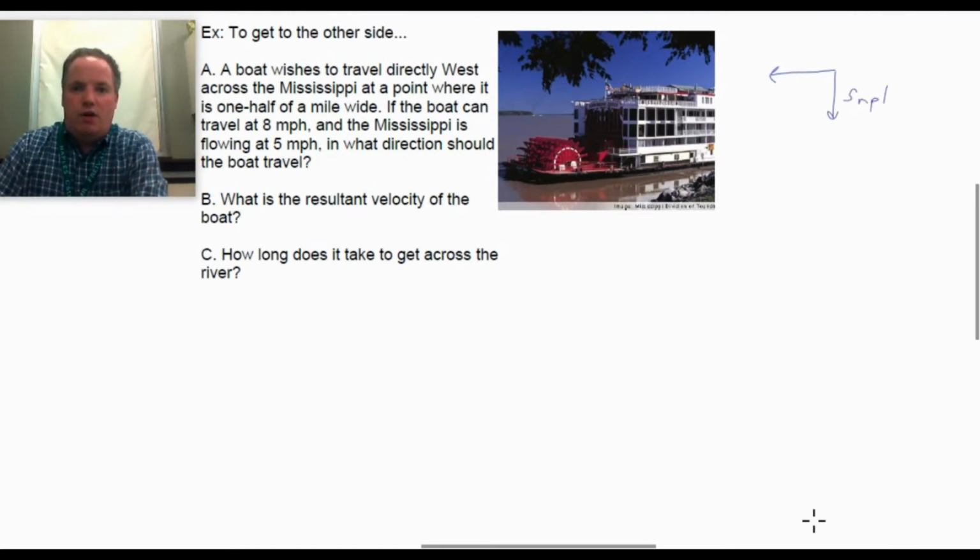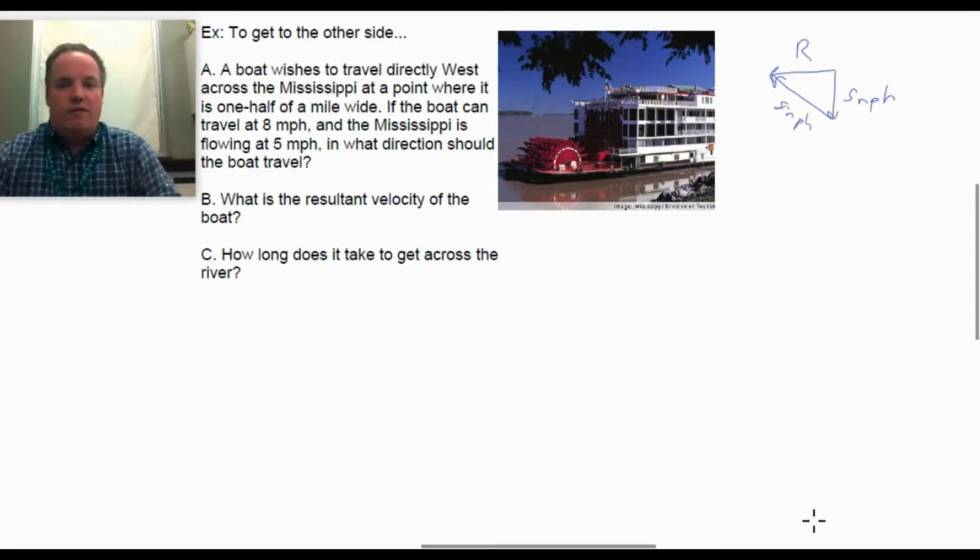This is an unknown resultant right here. And so in what direction should the boat travel? What this problem is asking is, what do you add tip to tail to this 5 mile per hour velocity in order to get this resultant? And I hope you can all agree that clearly we need to add that. This is an 8 miles per hour vector.